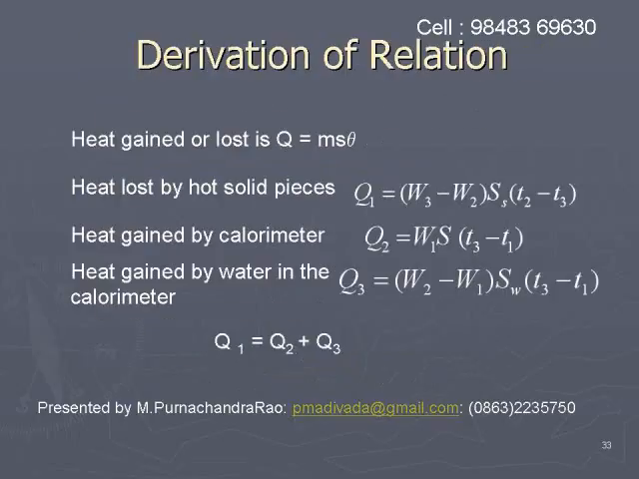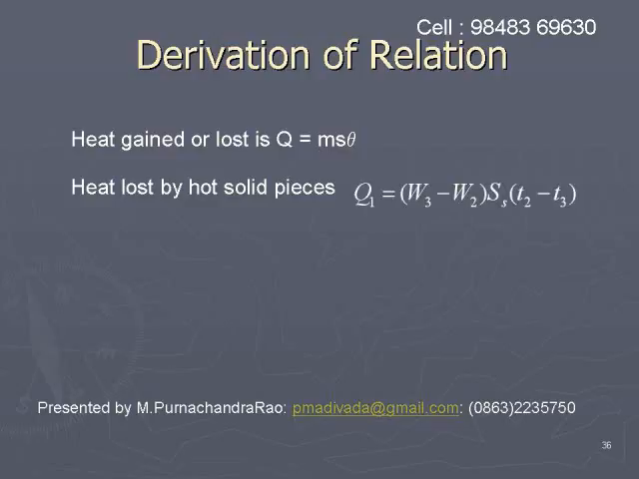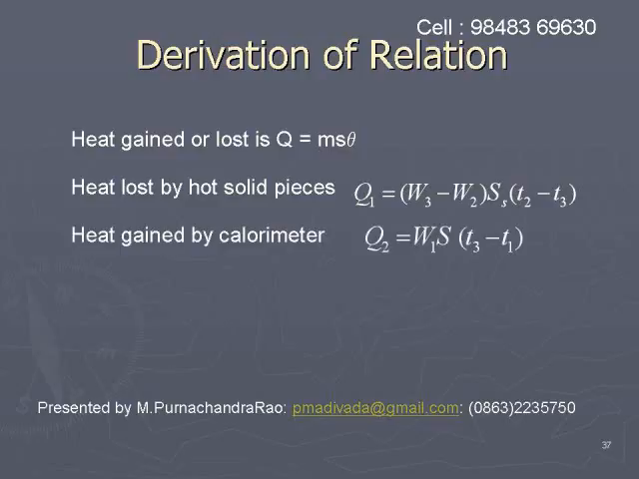Derivation of the relation. The heat gained or lost is given by Q equals M s theta. Heat lost by hot solid pieces, Q1, is equal to (W3 minus W2) into Ss into (T2 minus T3).